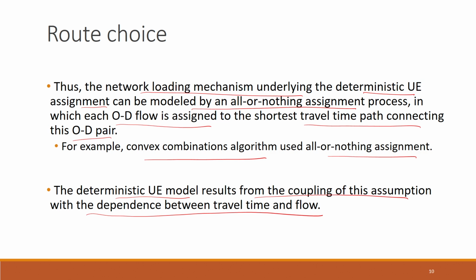So even though in the network loading model we are not relating the travel times with the flow, in the overall framework of the user equilibrium, when we are trying to find the solution using convex combination, there are other steps where the travel time gets affected by the flow.